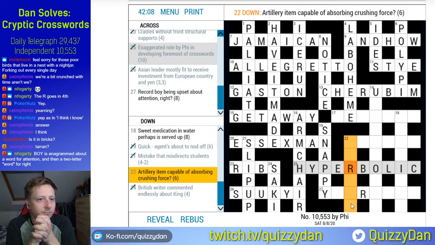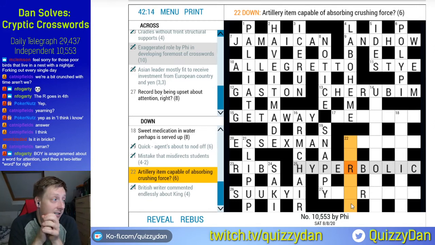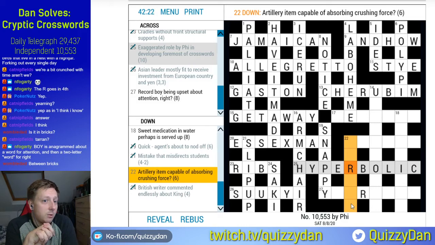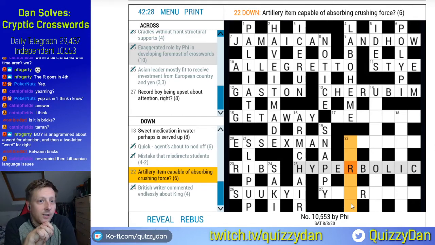Taran. I've never heard of the word Taran, but that doesn't mean it isn't that. Is Taran a thing, an artillery item? And if so, how does it work? Between bricks. What's between bricks? Fair enough.